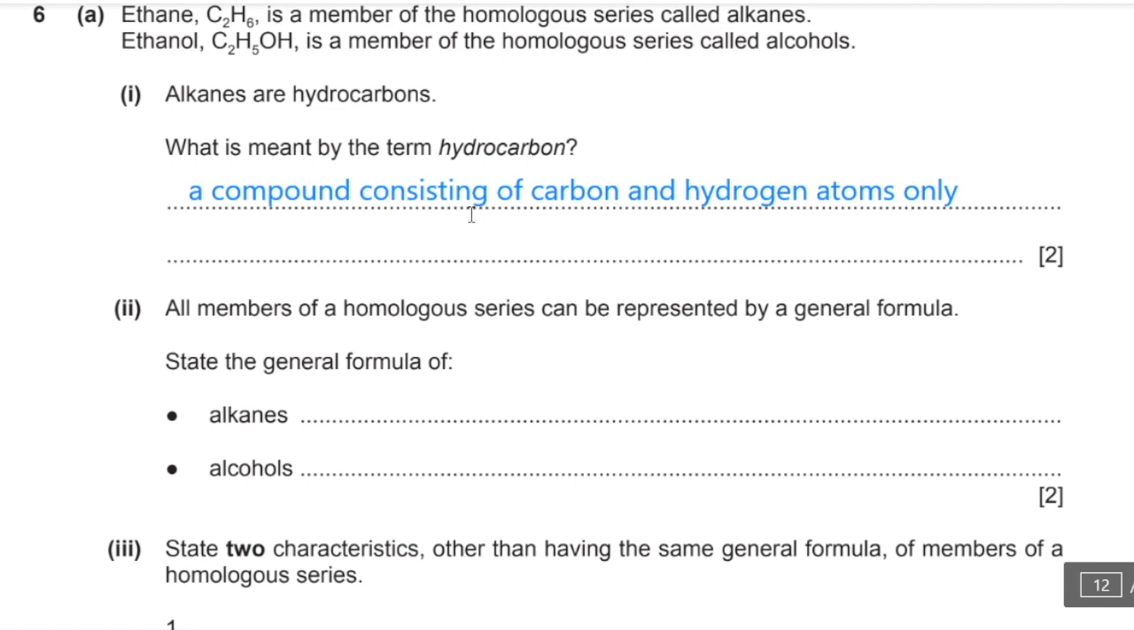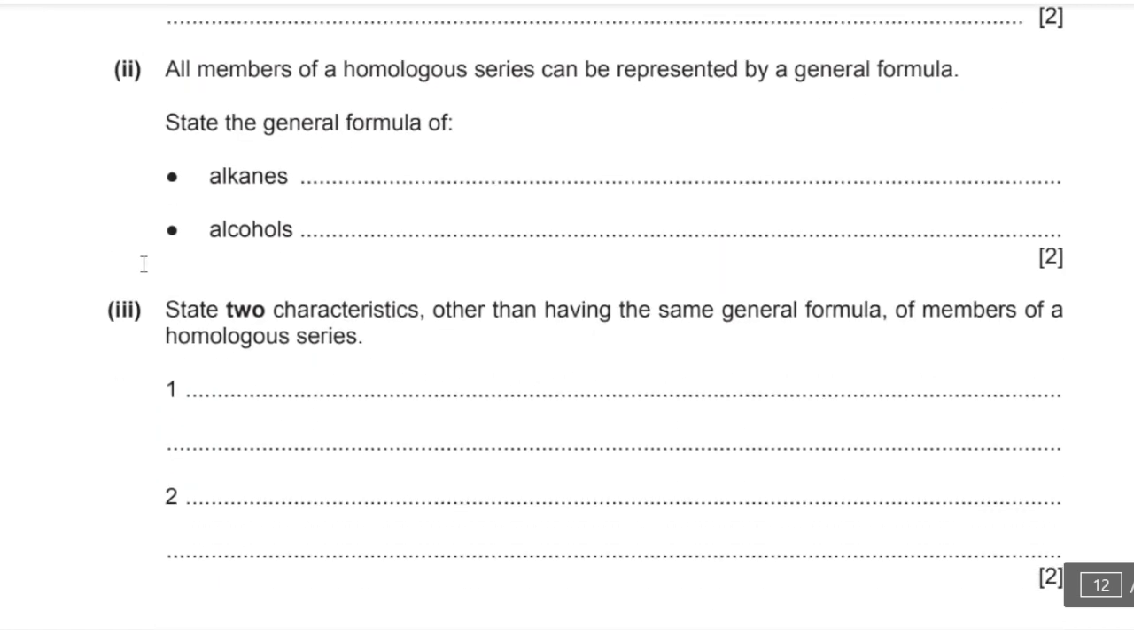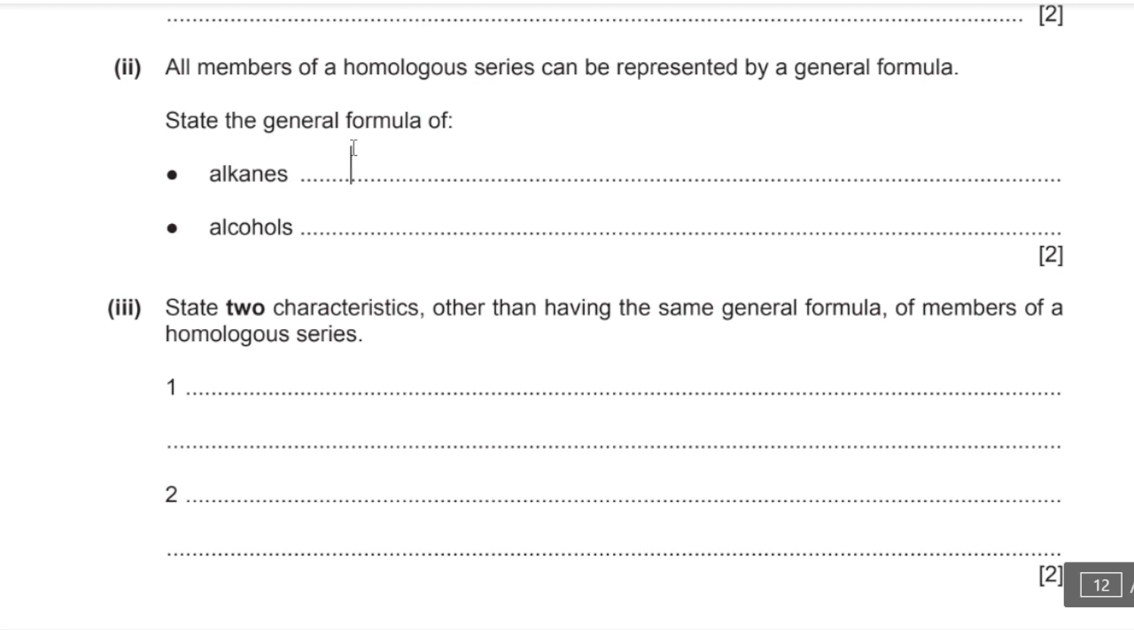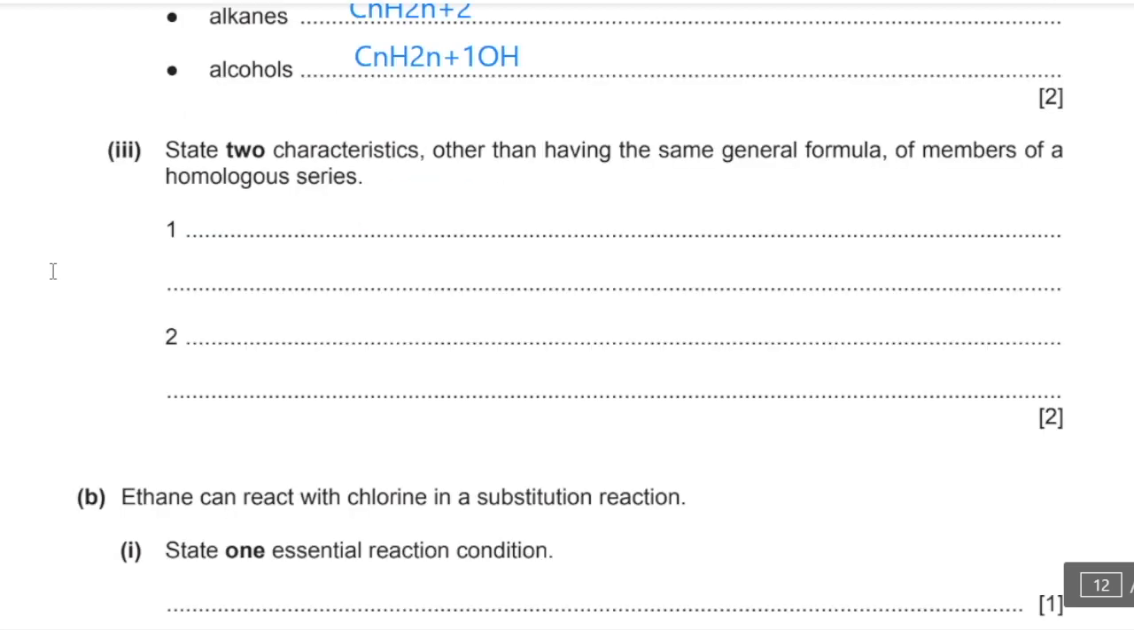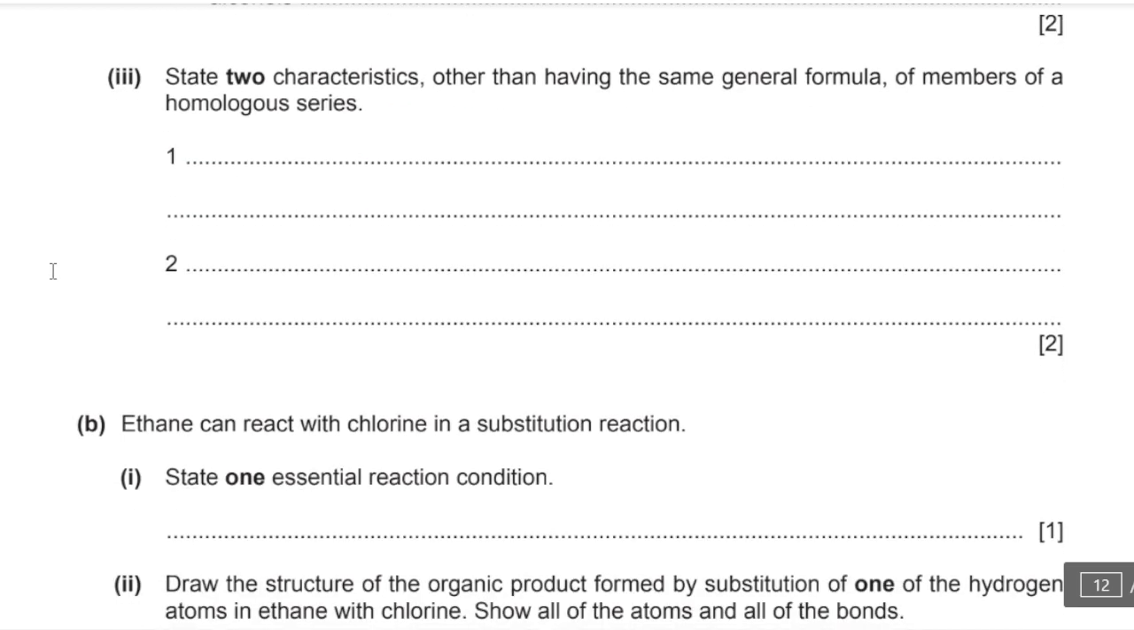All members of a homologous series can be represented by a general formula. State the general formula of alkanes. So that is CnH2n+2, where n represents the number of carbon atoms, and 2n+2 is the number of hydrogen atoms. And alcohols have the formula CnH2n+1OH.